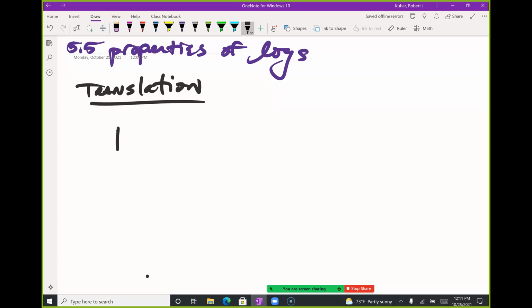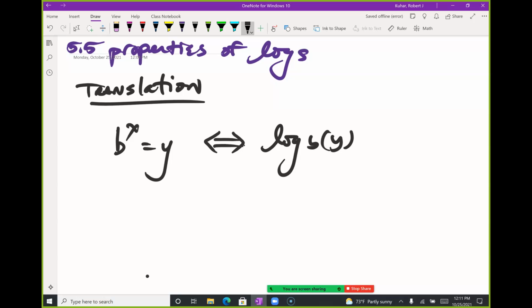That translation was b to the x equals y is equivalent to log base b of y equals x. When in doubt, try it, right? If you're having trouble with something, try it. Certainly, if it looks like a log function, you could convert it to exponential, and maybe it's easier.